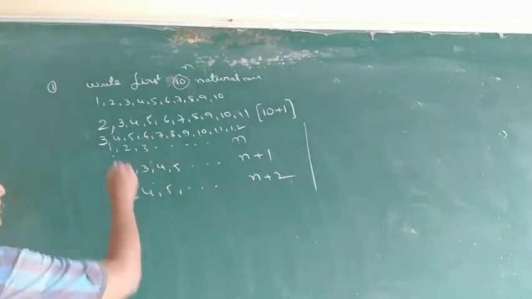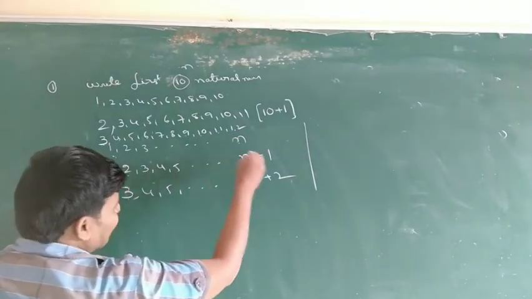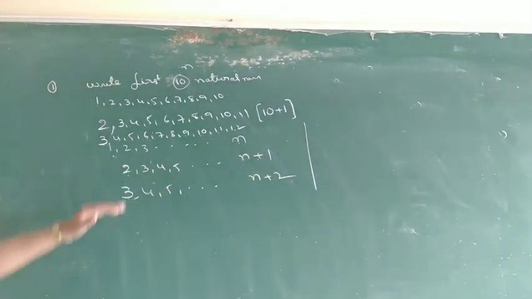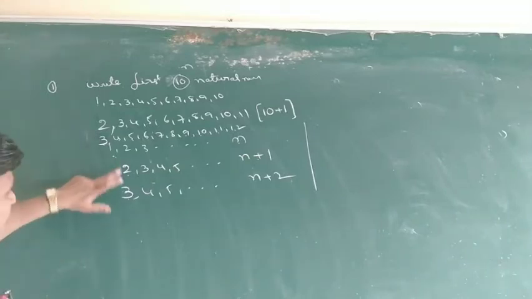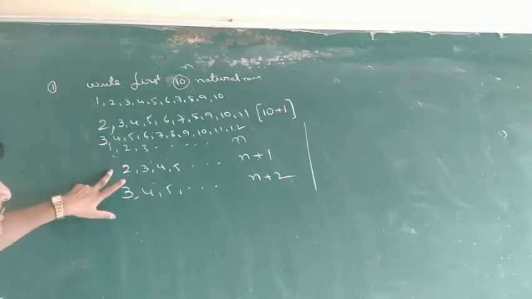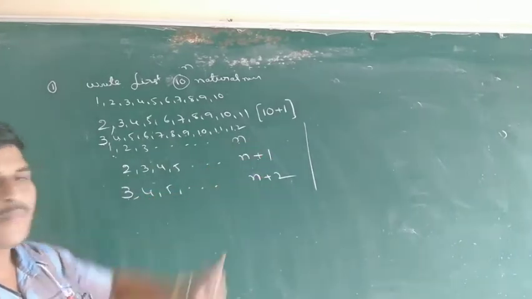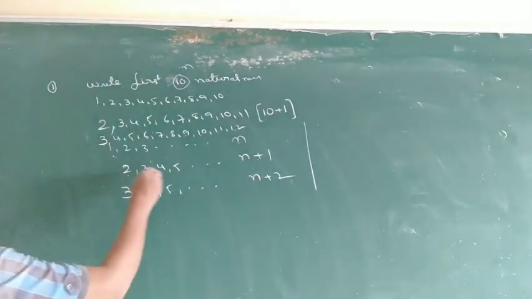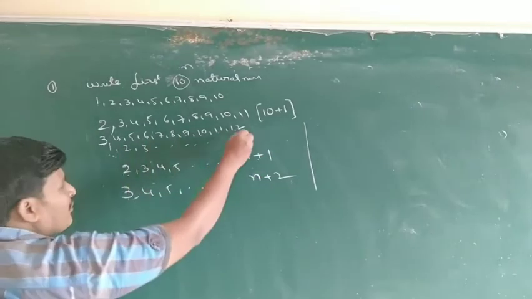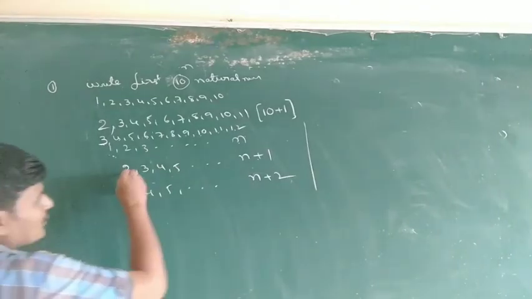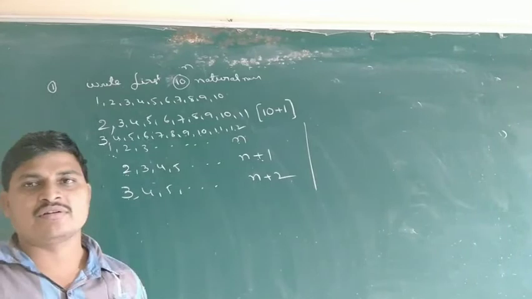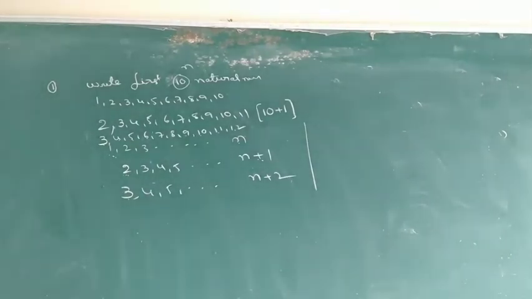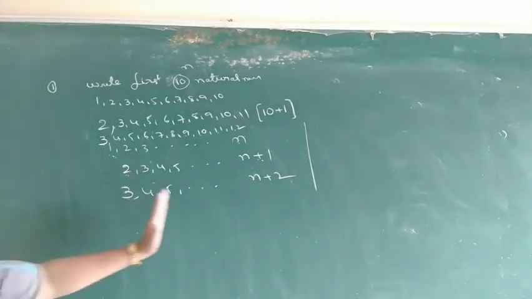Okay, 1 to n, 2 to n plus 1. These are also n numbers but different numbers. Here 1 is missing, here 11 is missing. So 1 to n means n numbers, 2 to n plus 1 also n numbers, 3 to n plus 2 also n numbers, but different numbers.